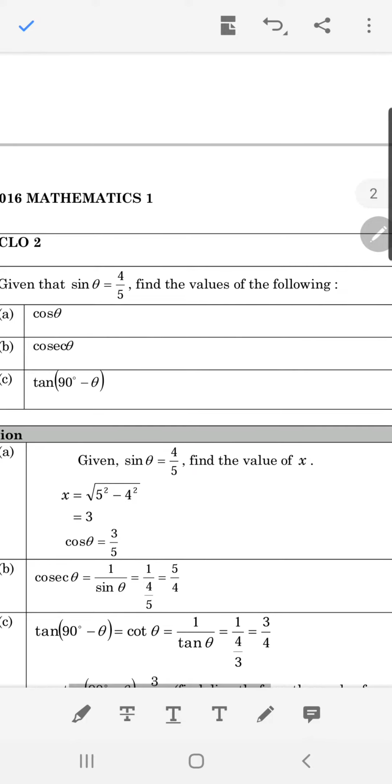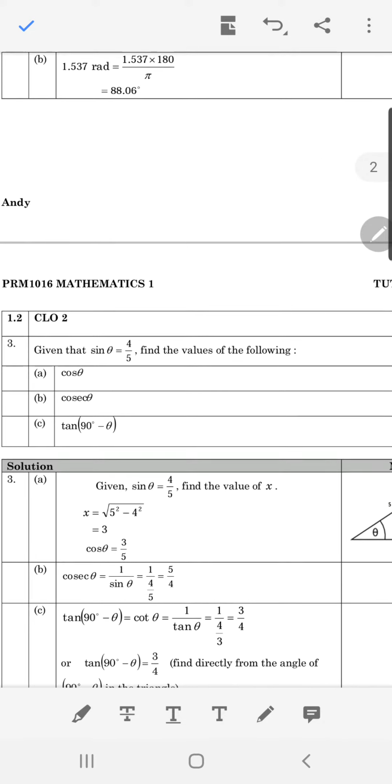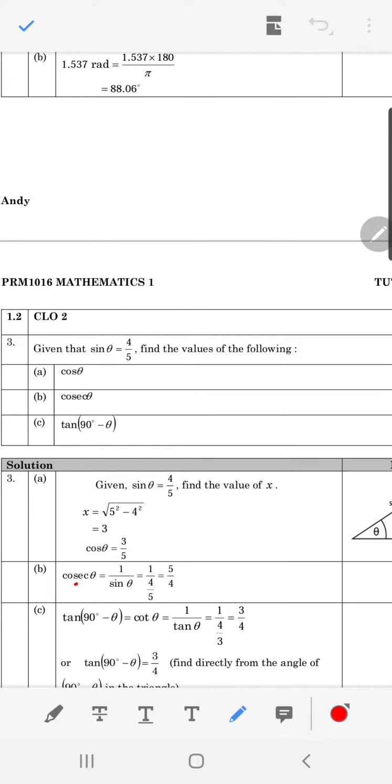By using that, you can get your cos theta. Your cos theta will be adjacent over hypotenuse, right? Remember, so cah toa. So cosecant, look at the third alphabet. Cosecant is 1 over sin. So 1 over 4 over 5, you get 5 over 4.